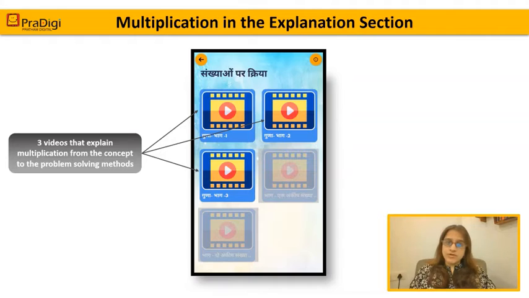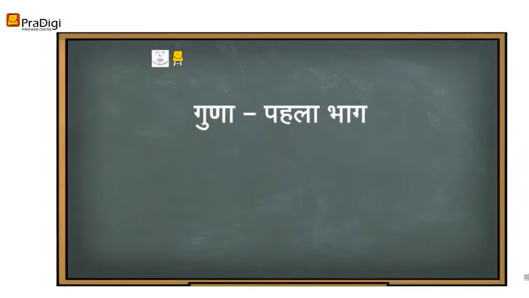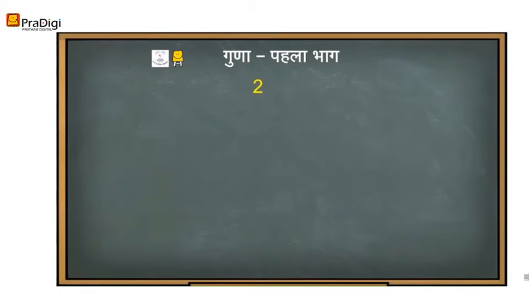Let's have a look. The first explanation video begins with a very simple question, that is, just simply 2 multiplied by 3. However, it uses a previously introduced concept of units, tens and hundreds, which the kids did learn while doing place value, to showcase how multiplication is done.